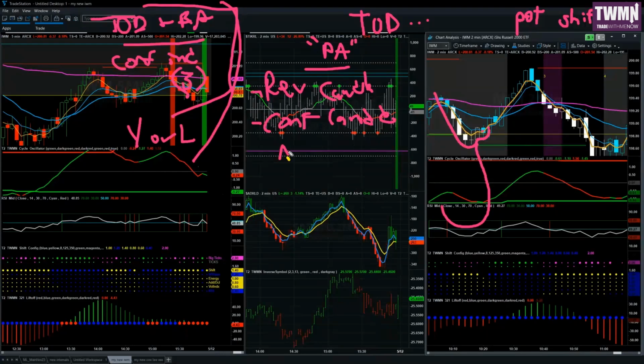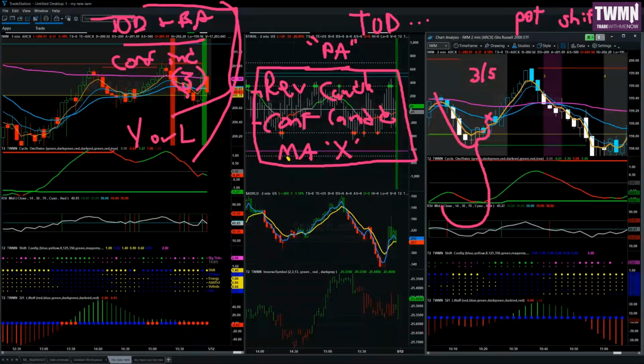Now I need a moving average cross. And these moving averages, see the yellow and the blue? They're the 3 and the 5. Freaking magic. As soon as they cross and price gets above them, I have now completed my price action evaluation. Boom, boom. And you can see right here, this will happen every single frickin' time.